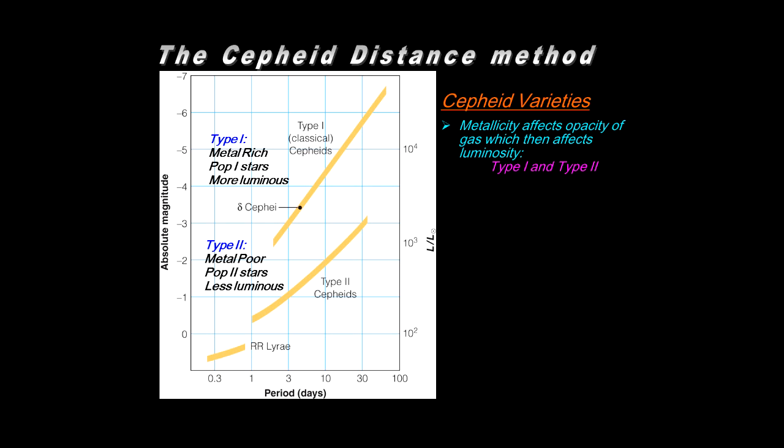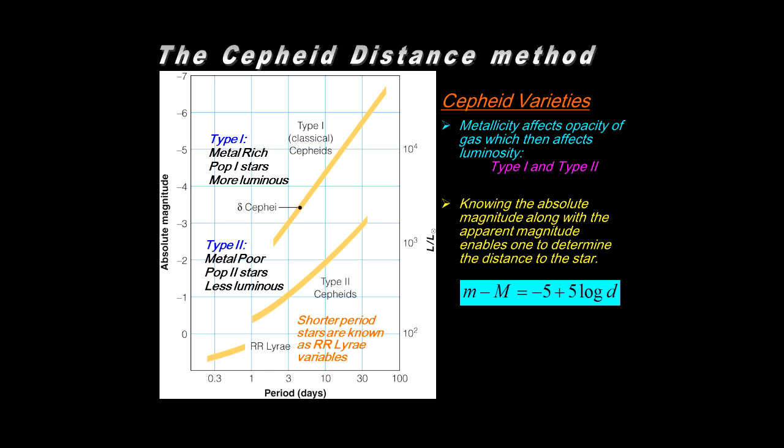Then there's the metal poor population 2 stars. Those exist significantly in the bulge of the galaxy and in the globular clusters. They're older stars. The fact that they have less metals means that they are less luminous for a given period as well. So there's a lot of detail there, but that's the distinction in brief. The shorter period stars here in their own little category are known as the RR Lyrae variables. The name is based on where the first one was discovered, in the constellation Lyrae.